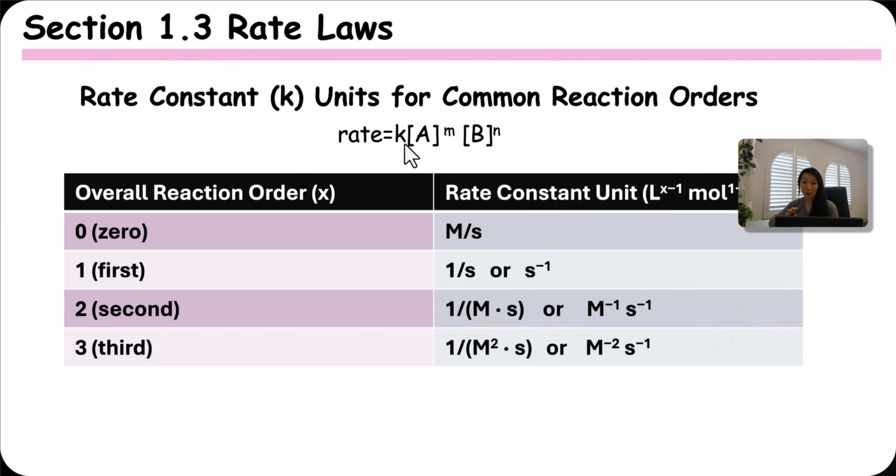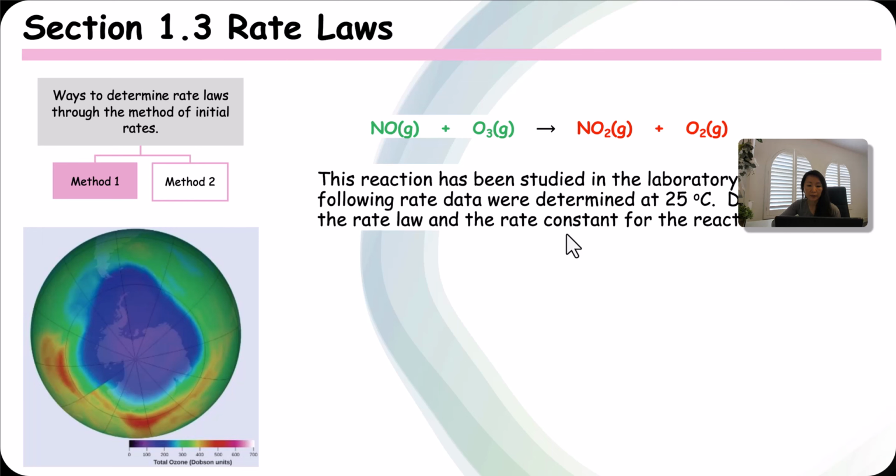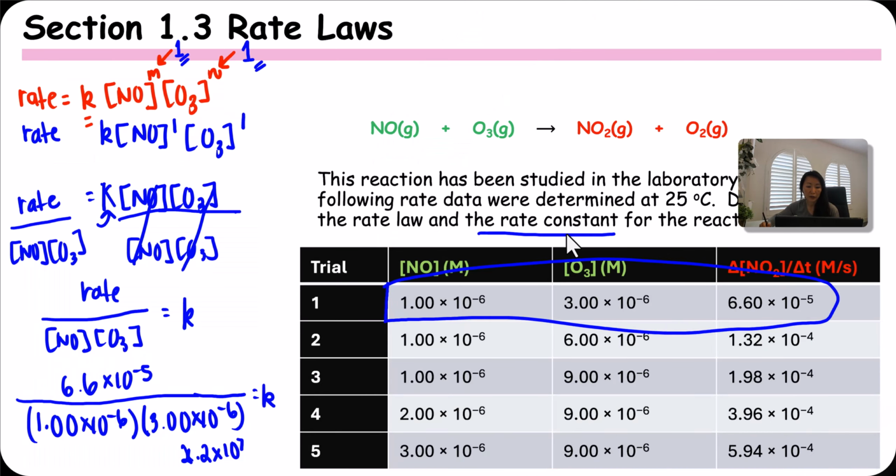So if you were to go back into the slide, you remember that if you have an overall reaction order of 2, then it's 1 over molarity and second. Okay, 1 over molarity and second. So that would be 1 over molarity second, or you could write M to the negative first power and s to the negative first power. So that's my rate constant.